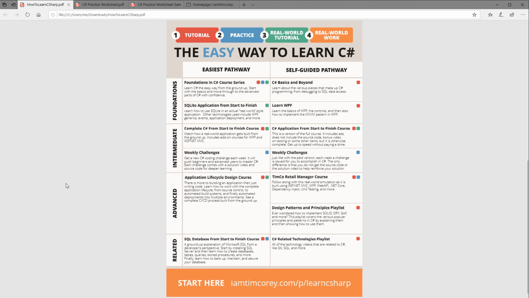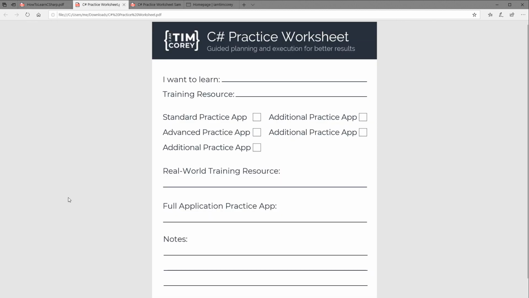The second resource I'm giving away is this C# practice worksheet. This is a printable worksheet to help make your learning experience more focused and intentional. This worksheet will help you identify the steps you need to take next as you learn a topic. Notice that this follows the 4-step plan I outlined in the first resource. Now, I get that sometimes it can be tricky to fill out a worksheet for the first time. You don't always know what to put in each field or how detailed you need to be.